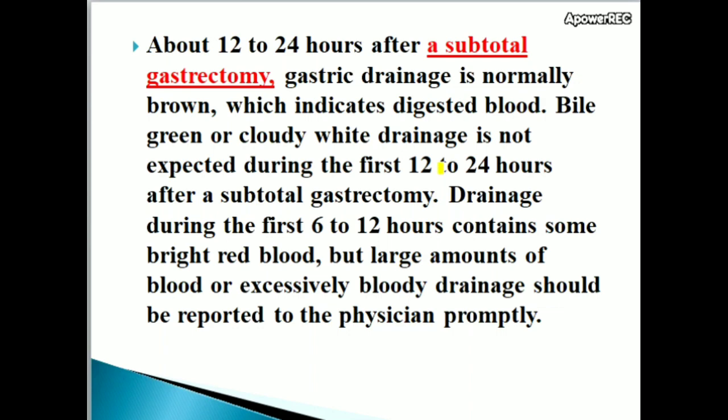Bile green or cloudy white drainage is not expected during the first 12 to 24 hours after a subtotal gastrectomy. Drainage during the first 6 to 12 hours contains some bright red blood. So in the first 6 to 12 hours after gastrectomy, you can expect bright red blood. But large amounts of blood or excessively bloody drainage should be reported to the physician promptly.